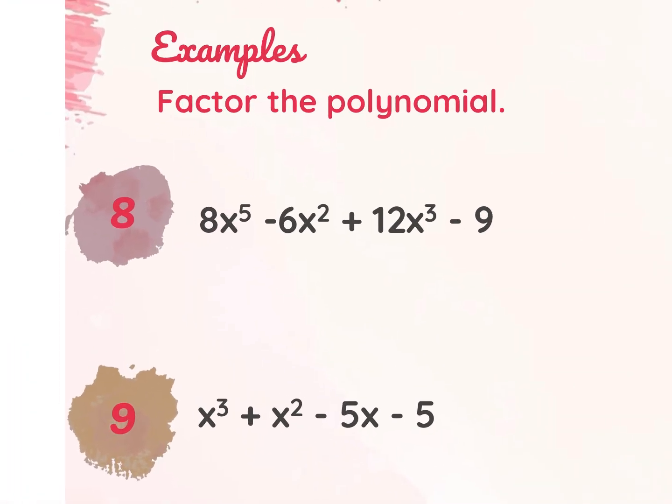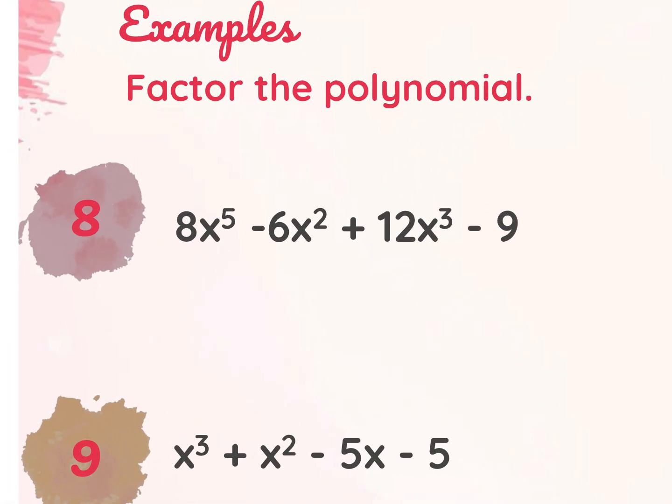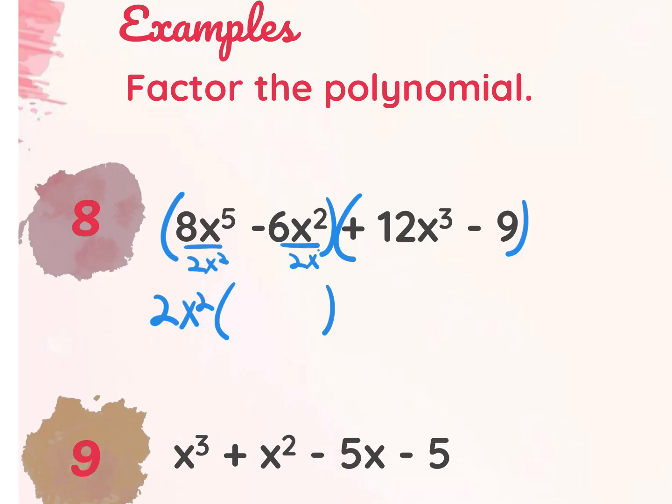We can look at this first one. Again, how many terms do you see? 4 terms. So I'm going to group the first 2, and then I'm going to group the second 2. What's our GCF of that first set of parentheses? 2x squared. Okay, we can take out a 2x squared. To get what's on the inside, you can divide everything by 2x squared. And then what do we get inside? 4x cubed minus 3. Good.